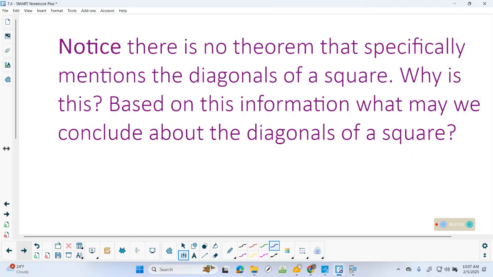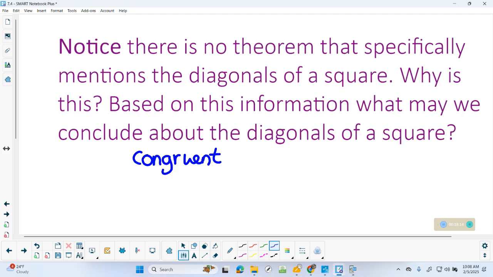Okay, so before you fill in the next thing, just read this. Okay, notice there's no theorem specifically mentions diagonals of a square. Why is it? Well, because a square is a rectangle and a rhombus. So the diagonals of a square are also congruent, okay? So I'm just gonna put congruent here. You can just draw the symbol.